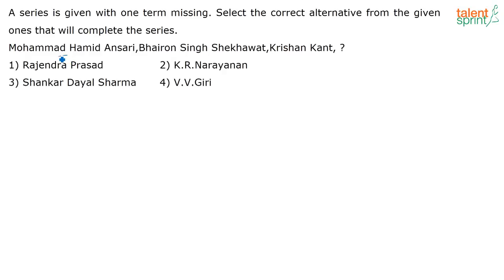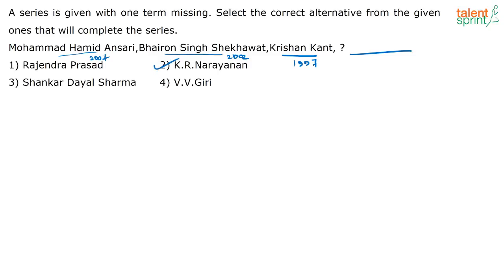Now you have Mohammad Hamid Ansari, he was the vice president of India, elected in the year 2007. Bhairon Singh Shekhawat was the vice president before him, in the year 2002. And Kishan Kant was the vice president before Bhairon Singh Shekhawat, in the year 1997. So who was the vice president before Kishan Kant? That's what you have to write here, and the answer here is KR Narayanan.